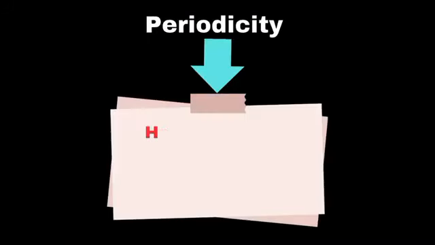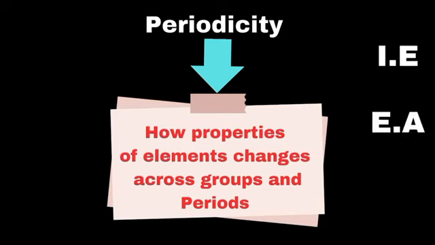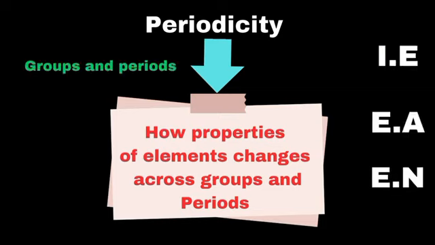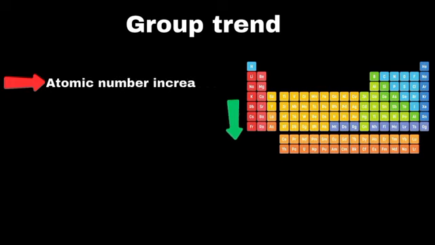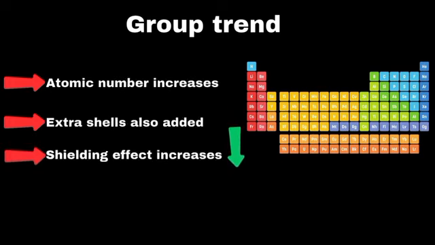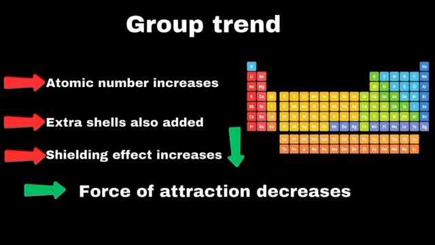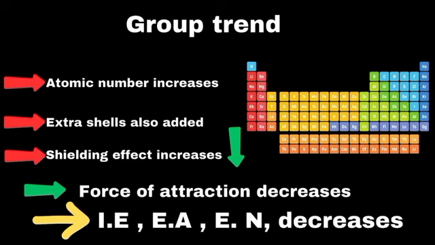Periodicity means how properties of elements change across groups and periods. Let's discuss the trend of ionization energy, electron affinity, and electronegativity in groups and periods. First, let's start with group trend. As we move from top to bottom in a group, atomic number goes on increasing. Extra shells are also being added, and shielding effect also increases. Due to these factors, force of attraction between nucleus and outermost electron decreases, and hence values of ionization energy, electron affinity, and electronegativity decrease from top to bottom in a group.